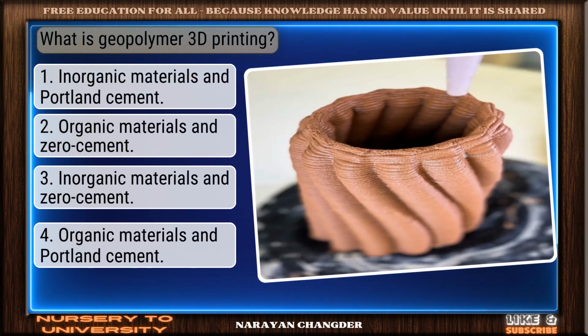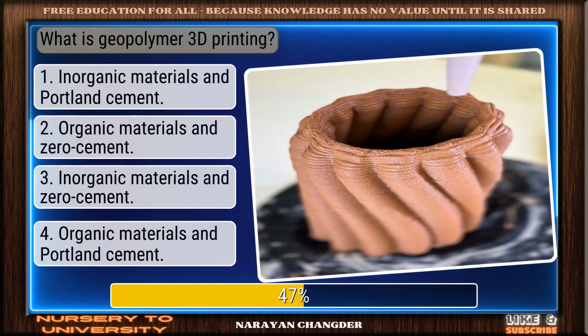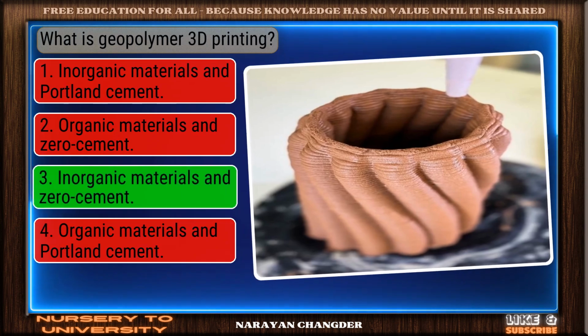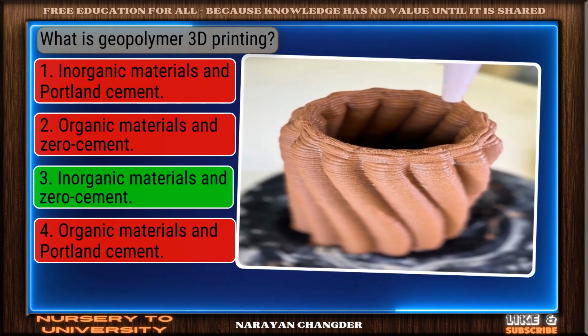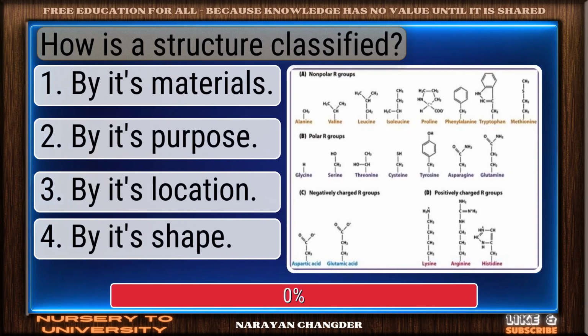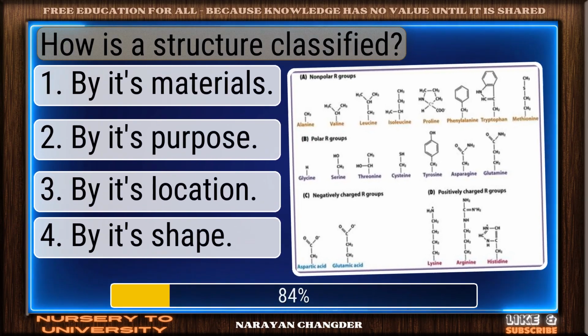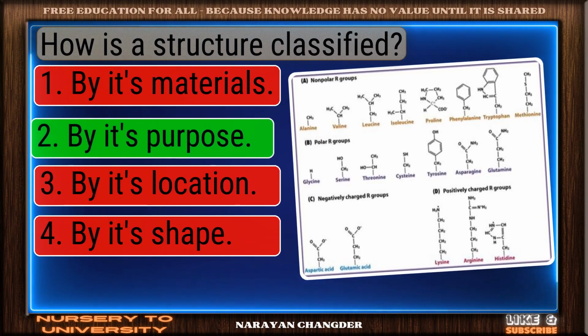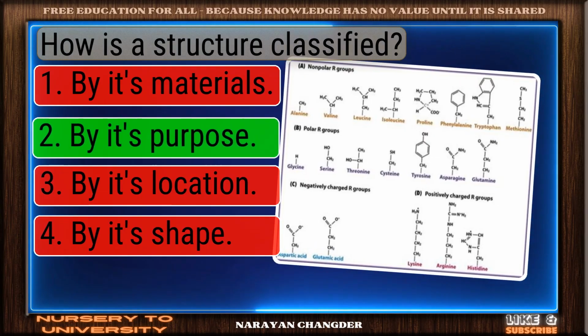What is geopolymer 3D printing? Correct. Inorganic materials and zero cement is the right answer. How is a structure classified? You got it. Your choice by its purpose is right.